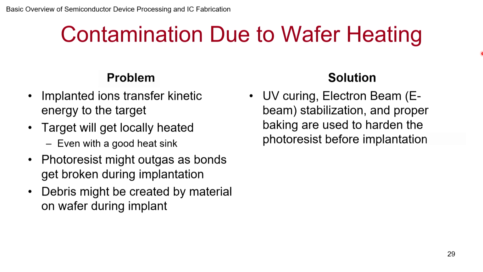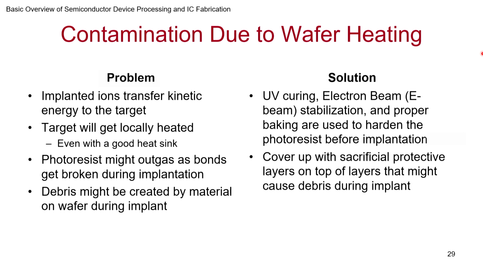What is the solution? You cure the photoresist very well with UV or electron beam stabilization or proper baking in order to harden the photoresist sufficiently so that the outgassing process is reduced. You can also cover up with a sacrificial thin layer. That's another trick that you can use on top of it, and it may prevent the debris from coming out. If something is flaking off during the implant or it's getting heated and that comes out, if it is capped, that will be prevented.